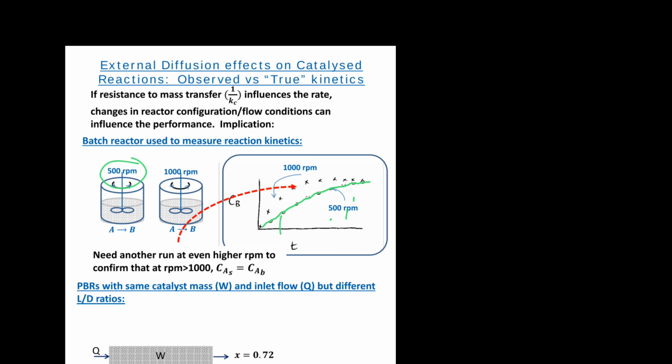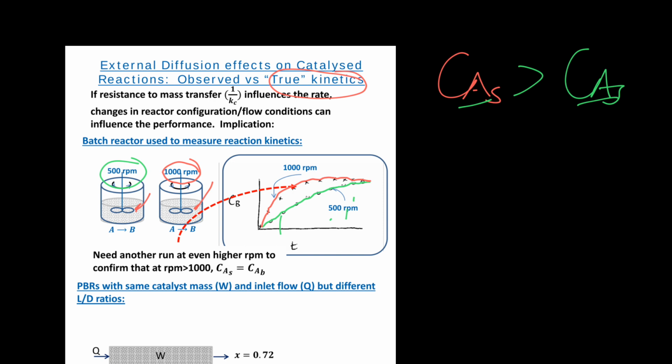Everything else kept the same except a higher stirrer speed, and a profile that's indicative of a faster rate was obtained. So is the intrinsic kinetics different? No, that cannot be, because I've got the same catalyst particles there, the same amount of catalyst, the same temperature. So the only thing I can conclude is that the surface concentration throughout that run was higher than the surface concentration in the green run. So higher surface concentrations, and therefore I am measuring a higher effective rate.